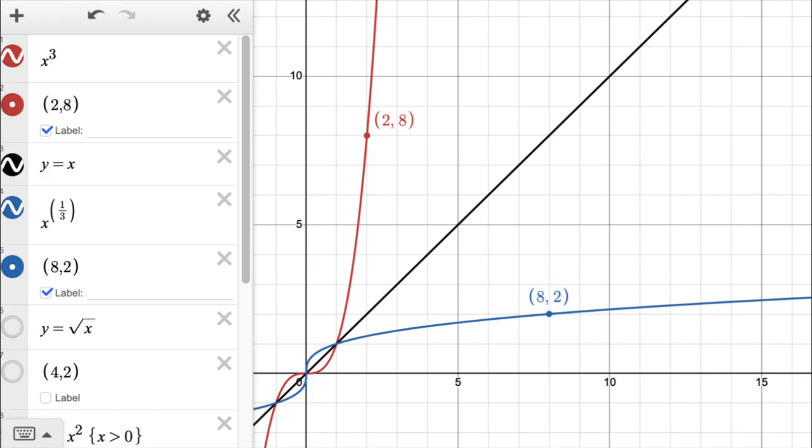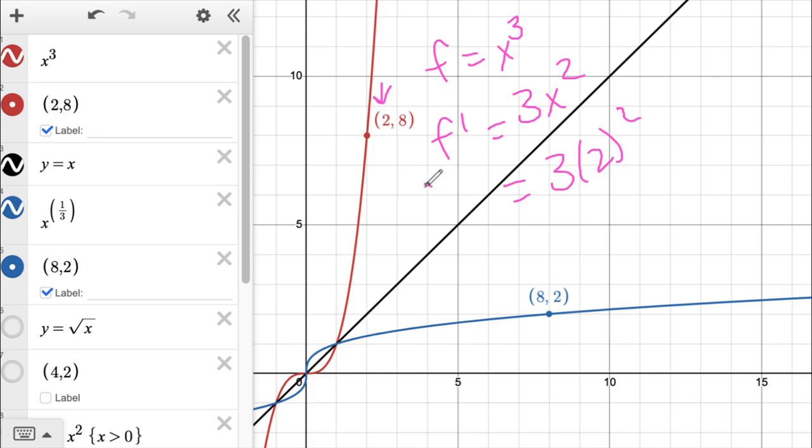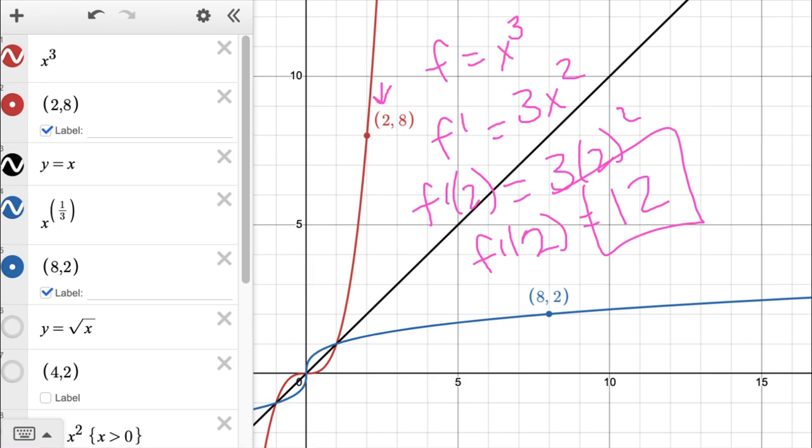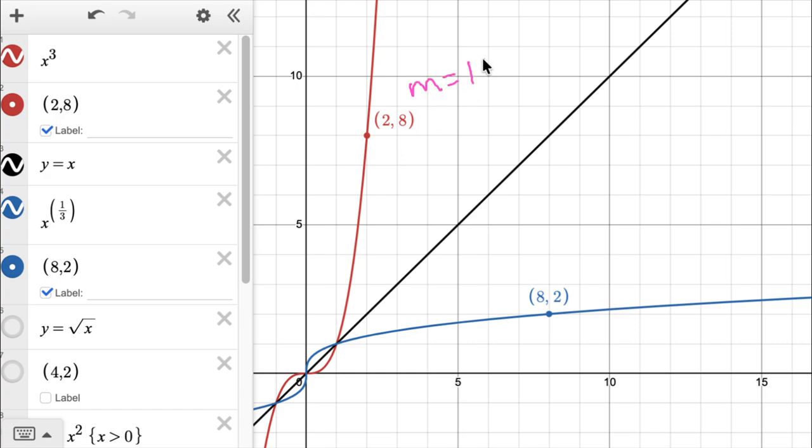Now let's find the slope at our original point (2, 8). In order to do that, I'm going to take the derivative of f, where f of x equals x cubed. So f prime of x would equal 3x squared. My input value, or my x value, is 2, so I'm going to plug that in. f prime of 2 is equal to 3 times 2 squared, which is 3 times 4, which is 12. What that tells me is that at that point, my slope is 12. So here, my m is equal to 12.